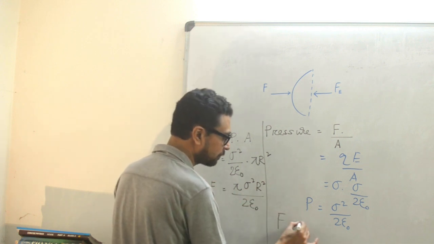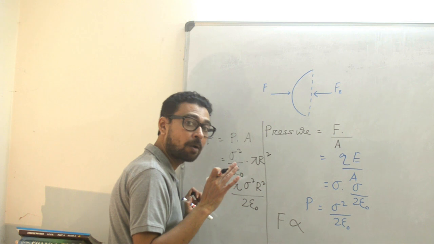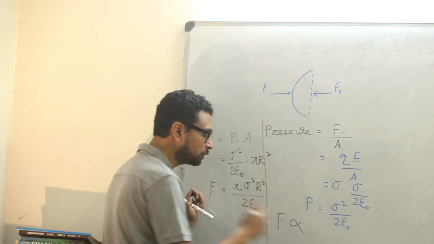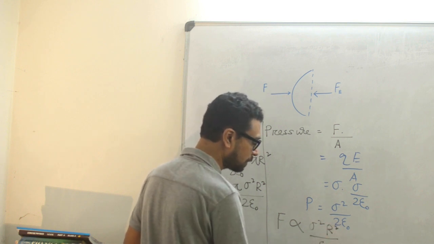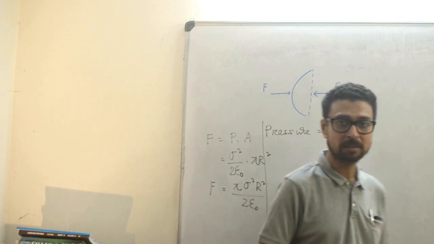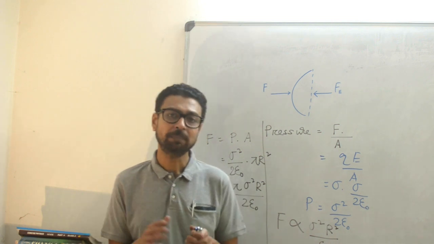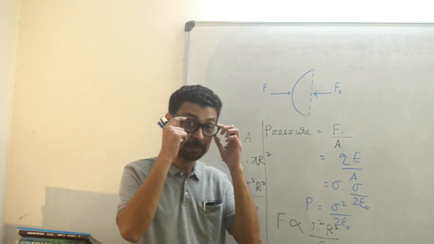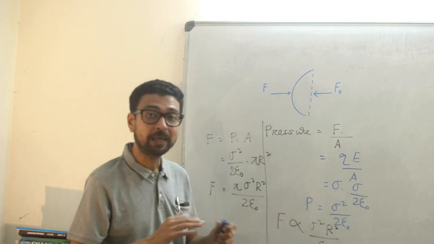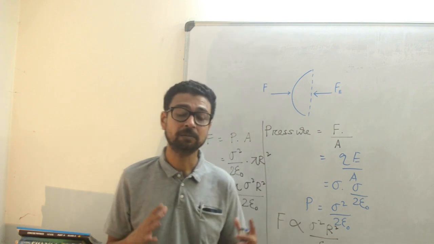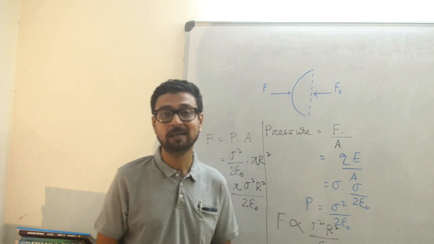So we can say the force is proportional to sigma square capital R square by epsilon naught, since pi and 2 are all dimensionless constants, so we can remove them. This is our answer for this kind of question. So you can understand one thing, where we are applying the concept of Gauss's theorem here, but we are not directly applying it. We are applying it in a different method, because they have asked us to find out the force which will help the hemispheres to get united like a single sphere.